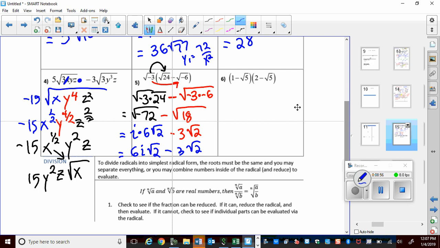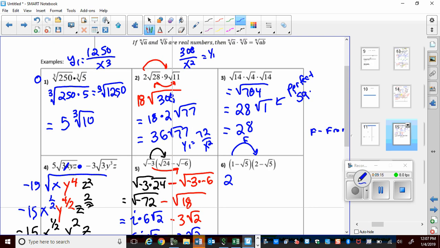So looking at the next one, we want to be cautious. We want to be careful. So 1 times 2. So we're using the FOIL method. This is F. F means front. O means outer. I means inner. L means last. All right. So 1 times 2 is 2.